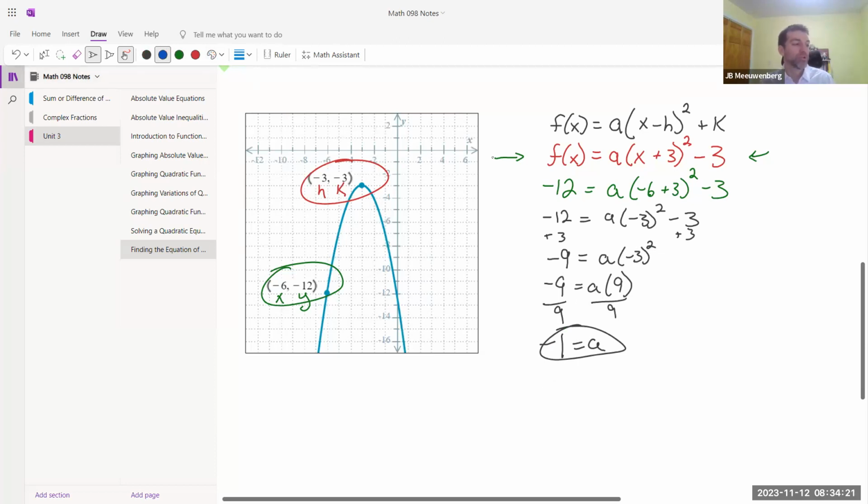Now we return to this form, and we're going to say f of x is equal to, all we need to do is take that -1 and stick it in for a. -1, or just negative, it's even better, just leave it as negative, x plus 3 quantity squared minus 3. And that is our equation. We built a quadratic equation having only the vertex and a random point on the line. And so that is how we do it. That is how we write those quadratic equations.